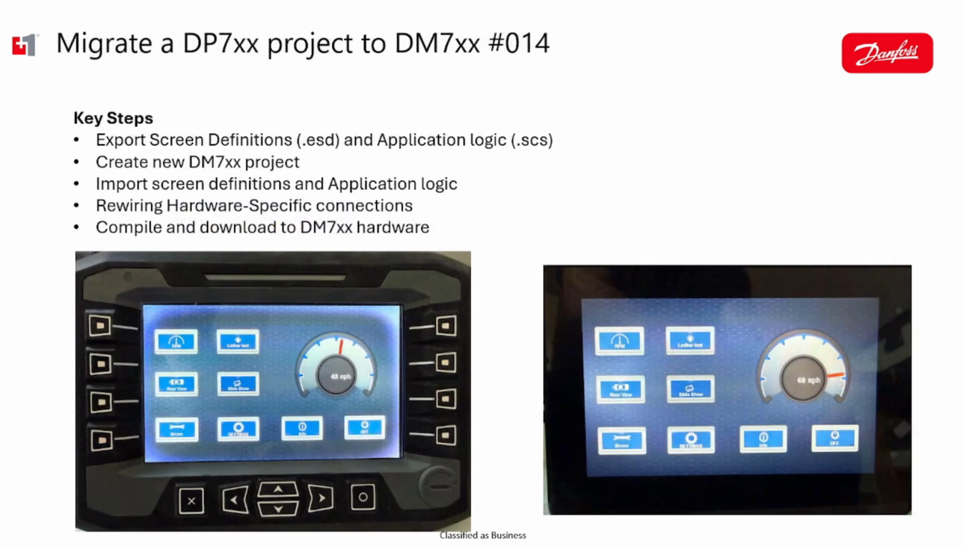The key steps of the display migration from DP7 to DM7 are exporting screens and the application logic, creating a DM7 project and import the previously exported files, rewiring hardware-specific connections, compiling to fix errors and testing on real hardware. Challenges such as different button layouts and missing signals can be overcome with systematic troubleshooting and reference to the API specification. When done correctly, the migration preserves the functionality of the original DP7 project, while enabling the use of the modern DM7 hardware platform. All these steps are shown in the following.